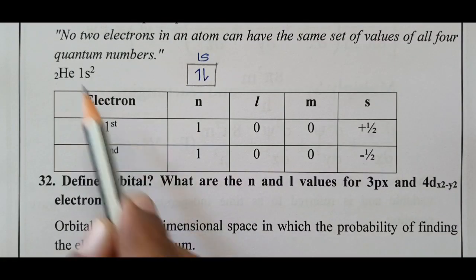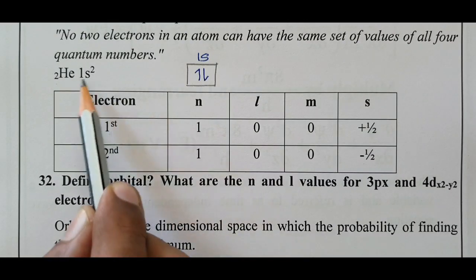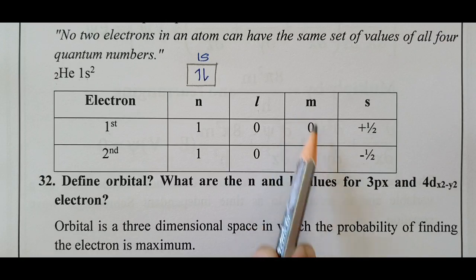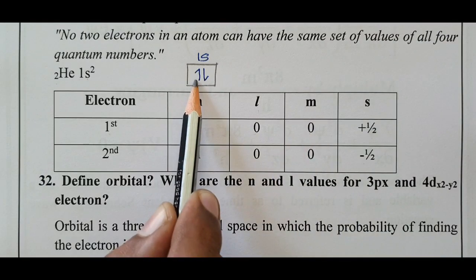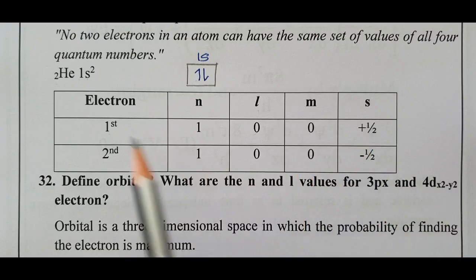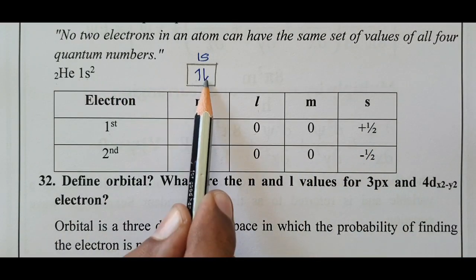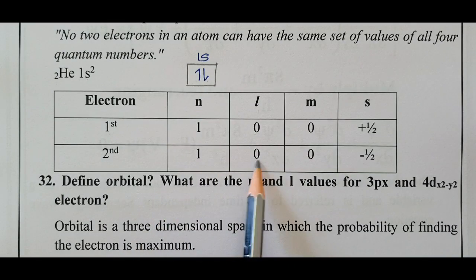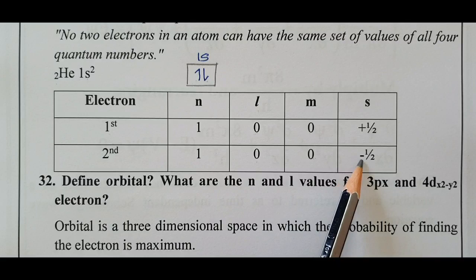For the first electron, n value equal to 1, s orbital, l value equal to 0. If l value equal to 0, m value equal to 0. The first electron has plus half, clockwise spin. The second electron, n value equal to 1. For s orbital, l equal to 0. If l equal to 0, m equal to 0. For the second electron, s value is minus half.